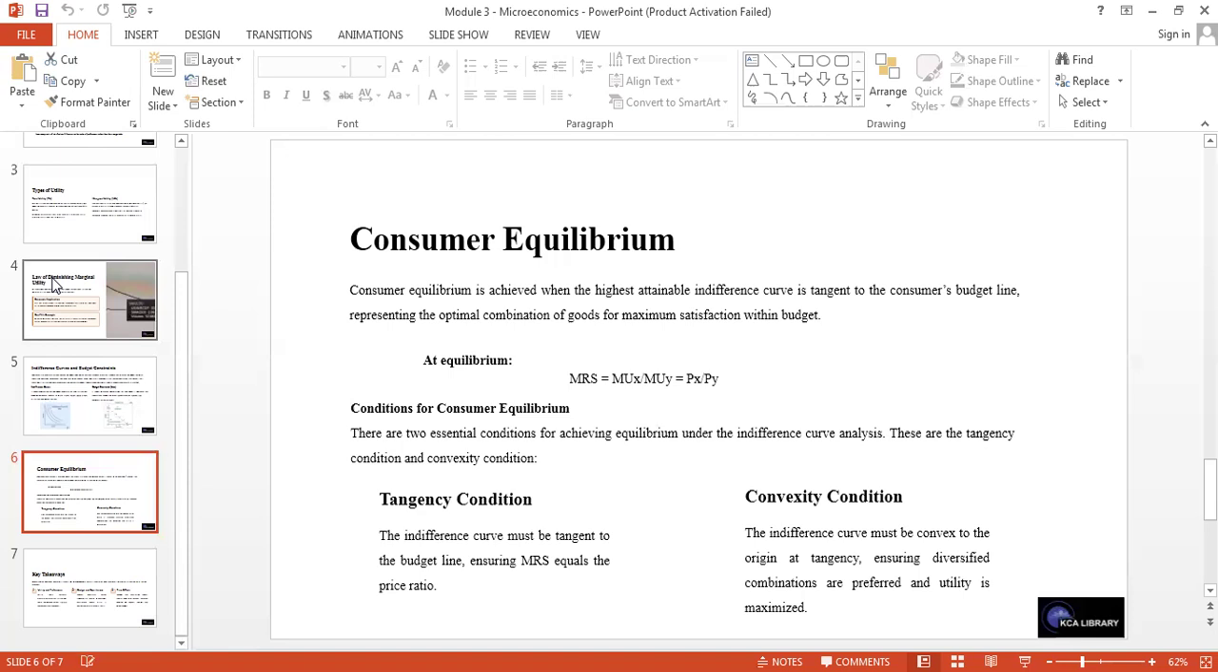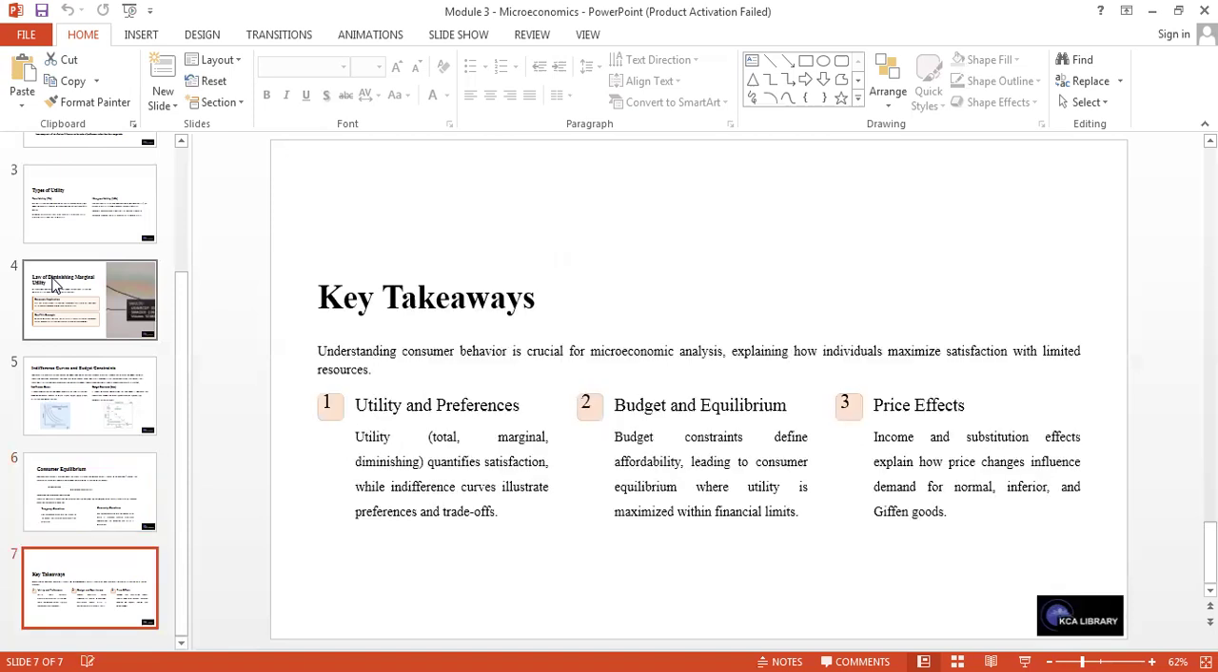When we talk about the tangency condition, the indifference curve must be tangent to the budget line, ensuring that the MRS equals the price ratio. And when we talk about the convexity condition, the indifference curve must be convex to the origin at tangency, ensuring diversified combinations are preferred and utility is maximized.